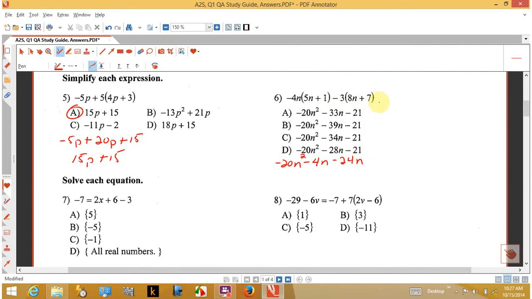And a negative 3 times 7 would be minus 21. Let's combine like terms. There's only one squared term, so that's a negative 20n squared. I have a negative 4n minus 24n, that's minus 28n, minus 21. Okay, that would be D.